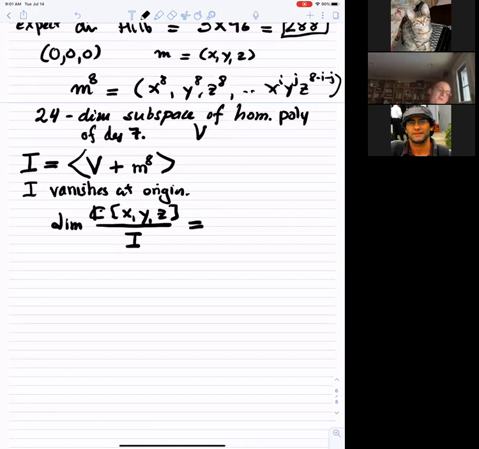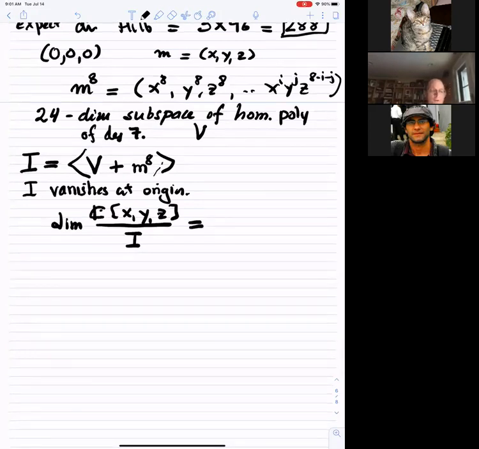But you see, let's compute it. So what did I do? I killed all polynomials of degree 8 or more, right? And then I killed the subspace of the polynomials of degree 7. So I have the constants left. There is one constant, a one dimensional vector space of constants. There are 3 linear forms. So these are the constants, these are the linear forms. Then I have quadratic forms.